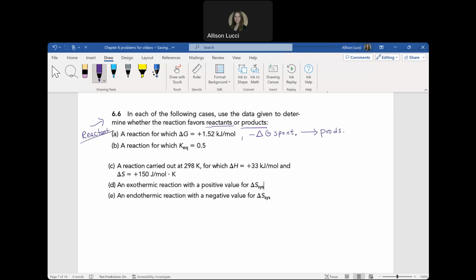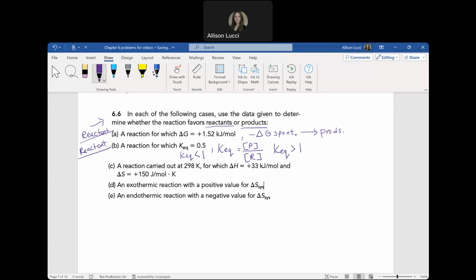All right, so let's look at case B here. And KEQ is given as 0.5. So again, what is KEQ? That's a ratio of the concentration at equilibrium of products to reactants. So if we had more product than reactant, we would have a KEQ that is greater than 1. But in this case, our KEQ is less than 1. So that means that we would again have a reactant favored reaction here.